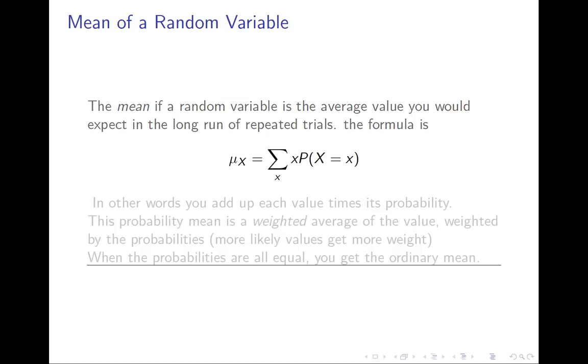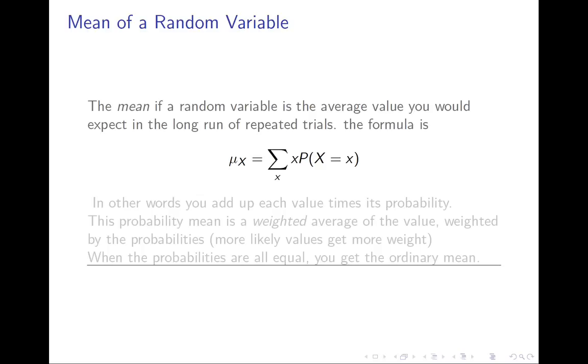How is it computed? It's computed by this slightly scary formula. Let's not get too scared and unpack it. On the left-hand side, we have mu sub x. Mu has always been our symbol for the mean. So mu sub x is the mean of the random variable x. We use the population language because one always thinks of a probability model as describing a population. That's just a convention. On the right-hand side, we have sigma, the summation notation.